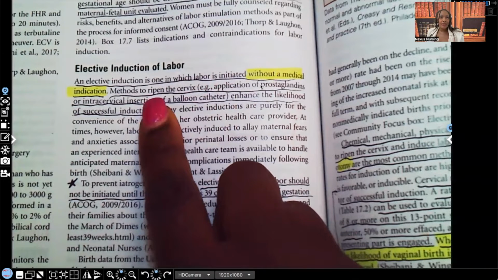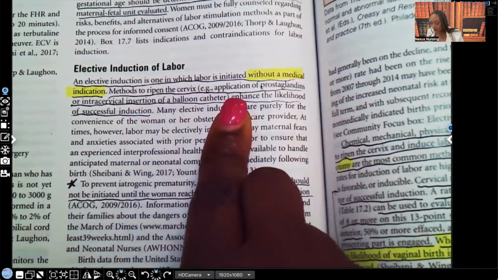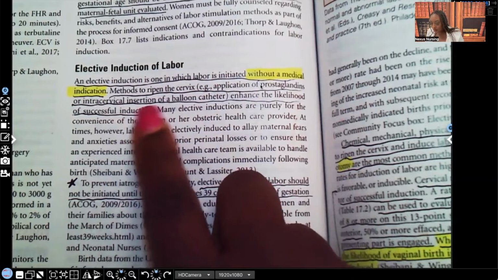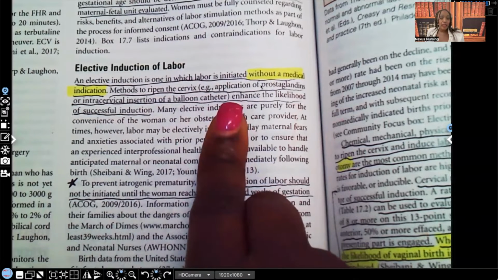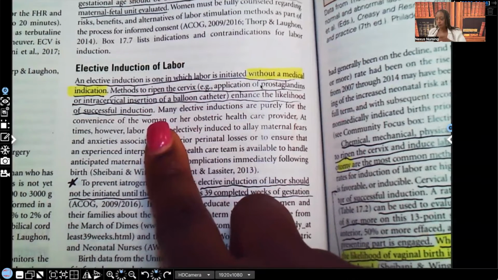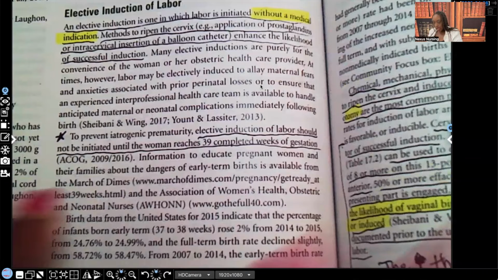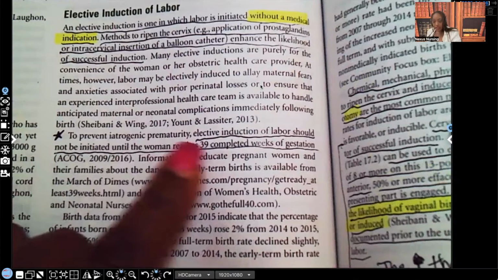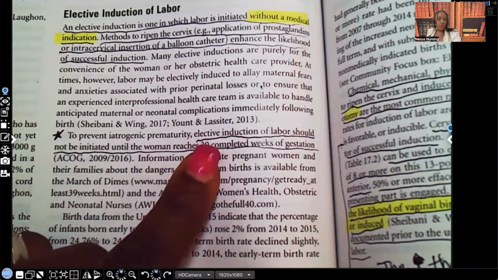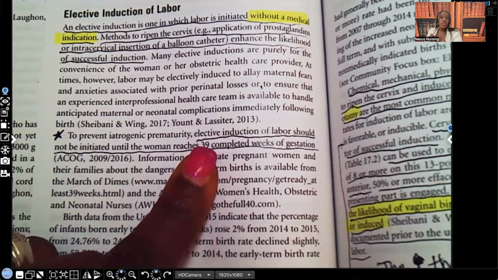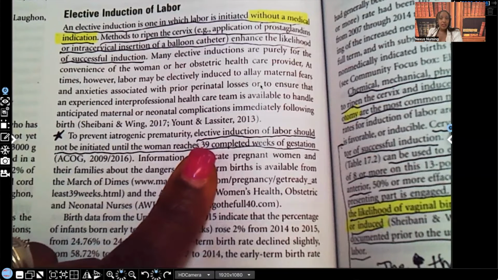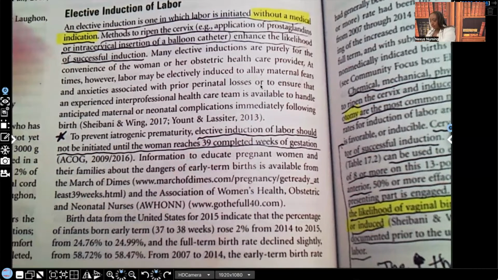Methods to ripen the cervix, that means to make that cervix ready, okay? Methods to ripen the cervix, such as application of prostaglandins or intracervical insertion of a balloon catheter, enhance the likelihood of successful induction. To prevent iatrogenic prematurity, look at this, elective induction of labor should not be initiated until the woman reaches 39 completed weeks of gestation, because we know, guys, by 39 completed weeks, that fetus will have enough surfactant that they should be able to survive outside of that womb. That is very important.